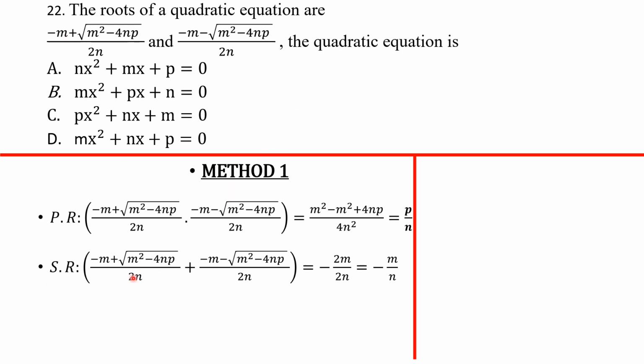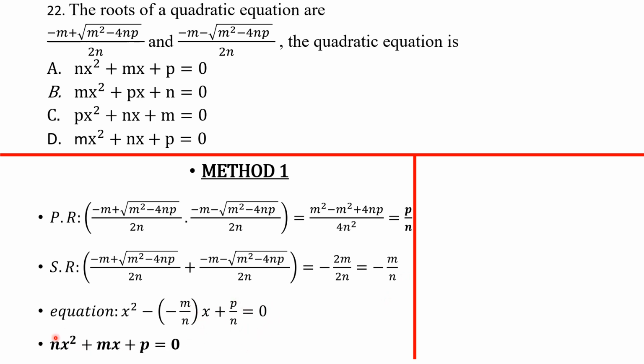It's really easy to do, guys. Look at how this guy disappears with this guy. So a sum negative m, so negative m, you have negative 2n. It divides with this 2 down here, so you have negative m on n. So that's the sum of roots. The equation therefore will be x squared minus our sum of roots, plus product of roots equals 0. So our equation is nx squared plus mx plus p equals 0.